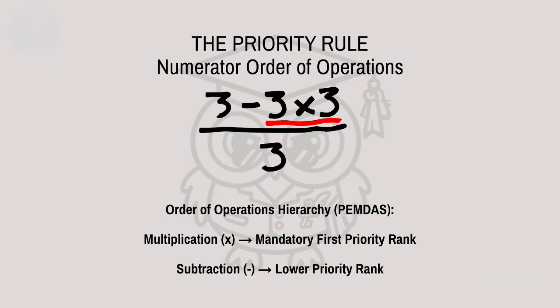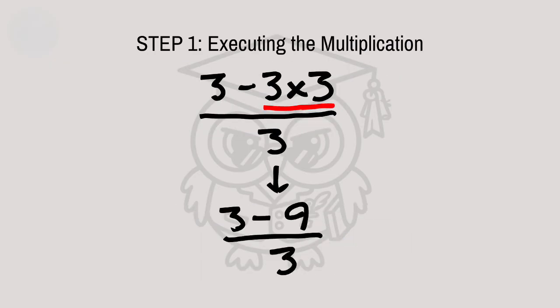When handling a fraction, simplify the top numerator completely before dividing by the bottom denominator. Inside the numerator, multiplication has a higher priority rank than subtraction. This makes the product of 3 times 3 our mandatory starting point. Evaluate the product on the top right by multiplying 3 by 3, which equals 9.